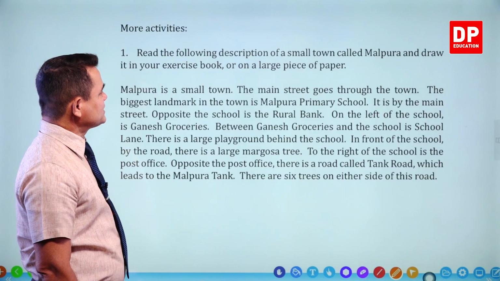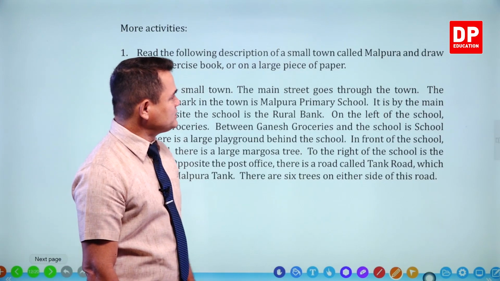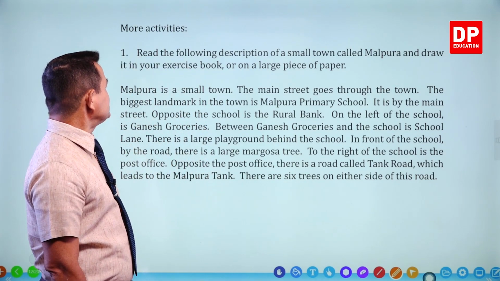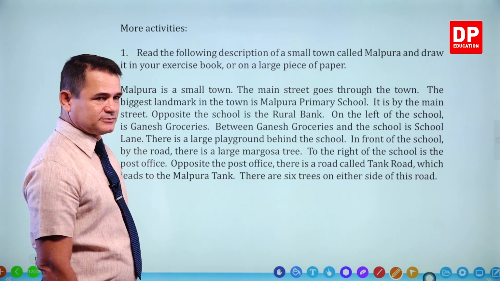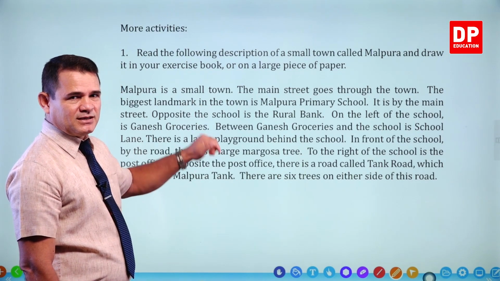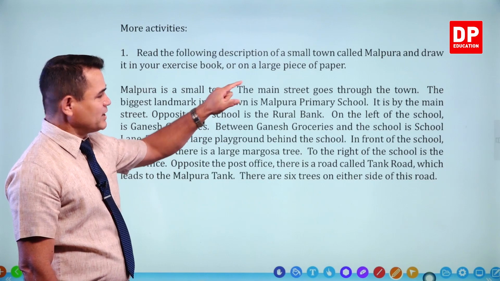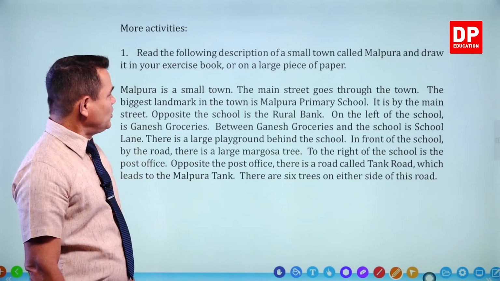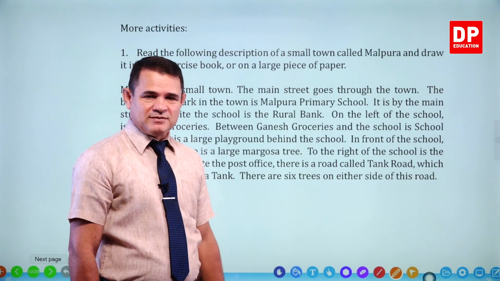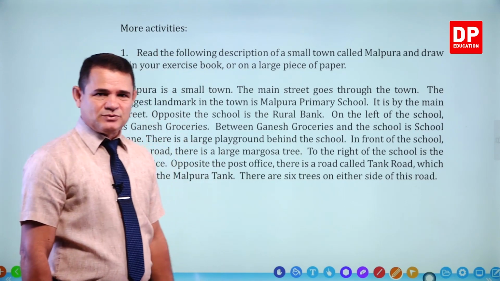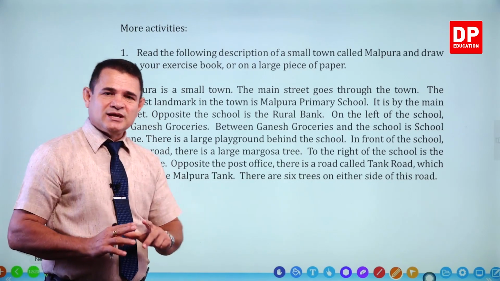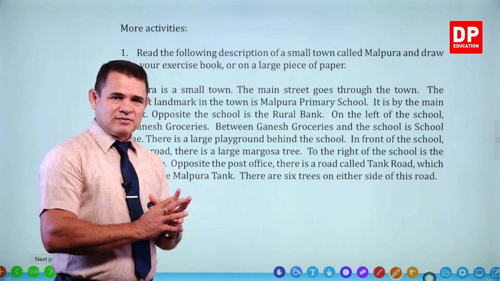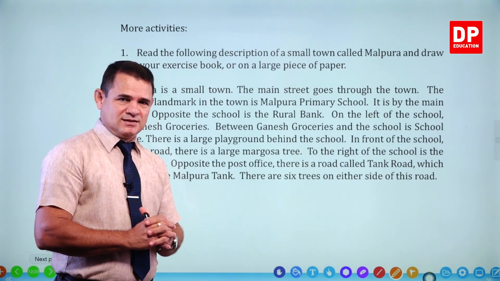Read the following description of a small town called Malpura and draw it in your exercise book. මේක කියවලා මල්පුර ගැන තියෙන විස්තරයක් ඒක අඳින්න ඕනි. Or on a large piece of paper. So you can practice this one alone, right? Now I will just help you to get at the meaning. මේකේ තේරුම ගන්න මම උදව් කරන්නම් ඔයා අඳින්න.